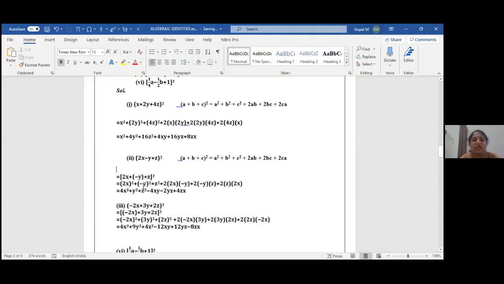Am I clear, children? Minus y into minus y, minus into minus plus, y into y, y square. See, the power is even. Whenever you get a negative number to the power even, we'll get a positive square. Then z square is z square. Then we'll check 2ab. Here a negative sign is there. First you multiply the sign. Minus into plus, minus. 2 2s are 4, xy.